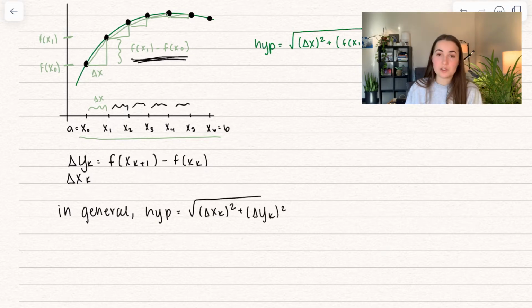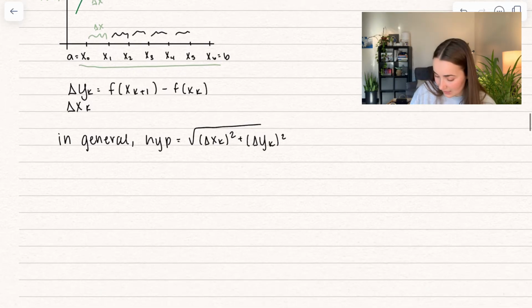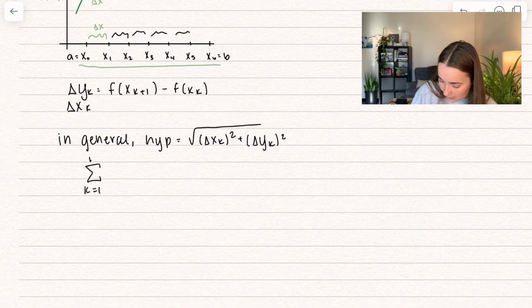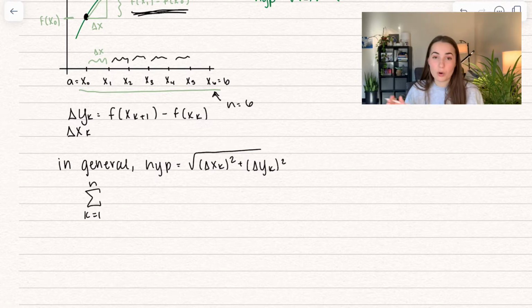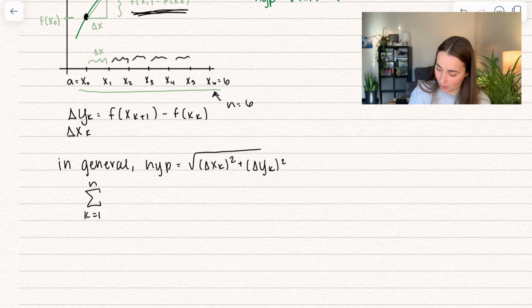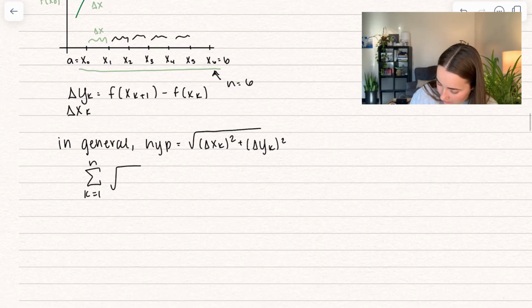But we're not doing it for each one individually, we're adding them all together. So here we're taking the summation, k equals 1 all the way up to n. N represents our partition. So here we have n is equal to 6, right? And of course we want to make n bigger and bigger in order to make those partitions smaller and smaller. So here we're adding them all together.